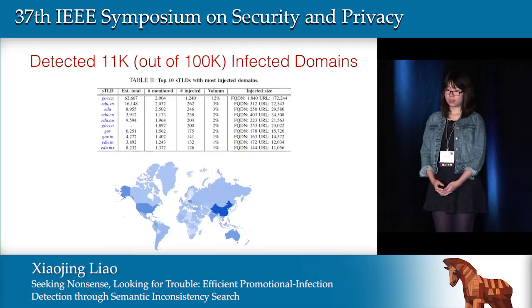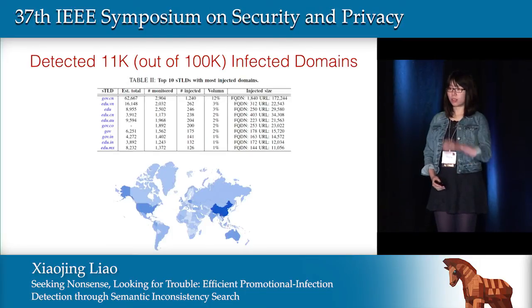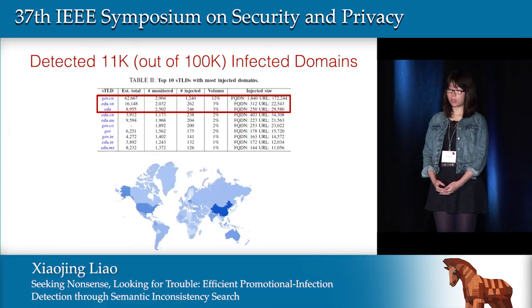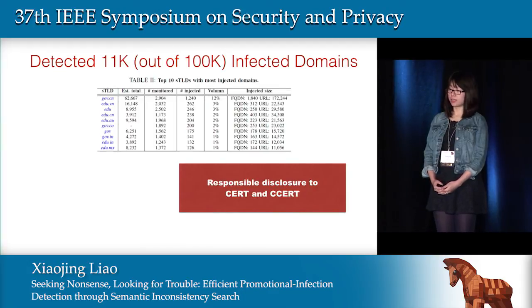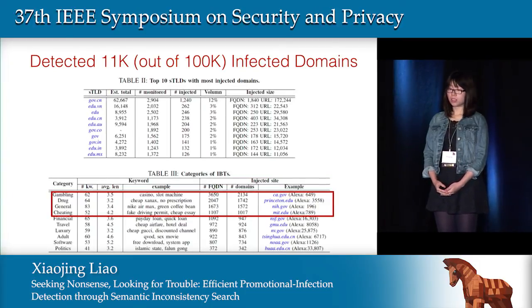SIS outputs 11,000 infected STLD domains across the world. We observed that Chinese government websites and US education websites have a significant portion of compromised FQDNs. And we have reported these compromised sites to CERT and CCERT, and they confirmed our findings. Multiple kinds of illicit advertising are involved, such as gambling, drug trade, and academic cheating business. Most of the FQDNs were compromised for casino promotion, such as California's government sites. Also, MIT sites were compromised for selling acid.